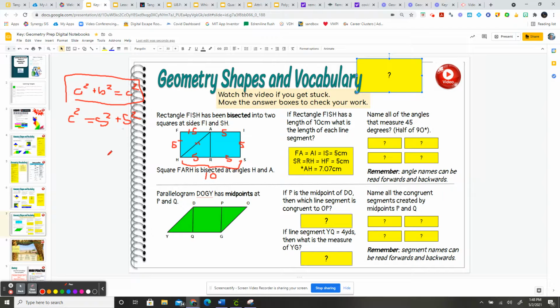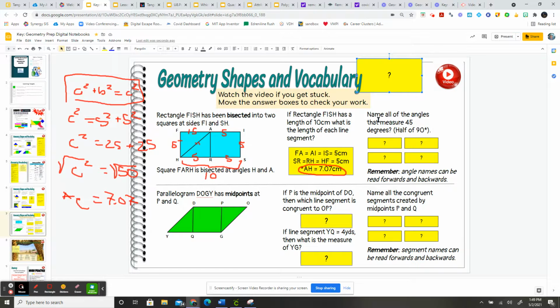If we do 5 squared and 5 squared, we get C squared equals 25 plus 25, or C squared equals 50. And then to get rid of that power of 2, I've got to take the square root of both sides, and that's going to leave me with C equals 7.07. Again, that's a bonus. If you didn't get that one, that's okay. This one's starred. You don't really need to know that one.